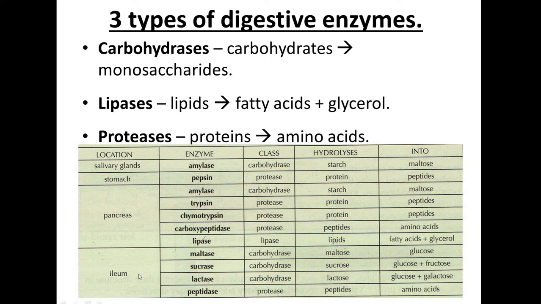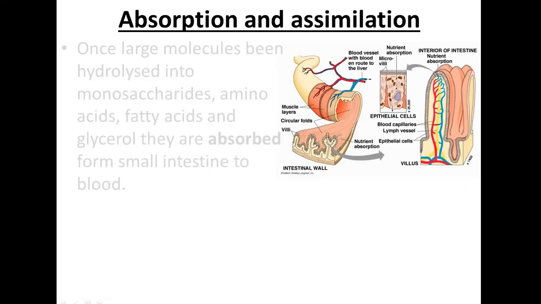In the ileum, which is another name for the small intestine, maltase breaks down maltose into its single monosaccharide glucose. Sucrase breaks down sucrose into the single monosaccharides glucose and fructose. Lactase, a type of carbohydrase, breaks down lactose into its monomers glucose and galactose. And peptidase is a protease which breaks down peptides into single amino acids.